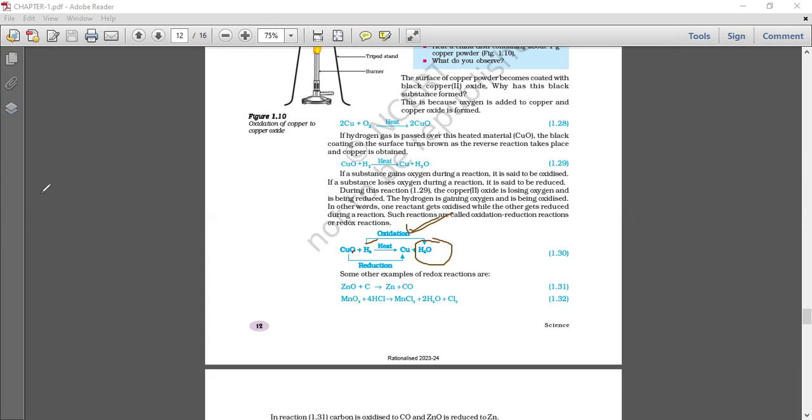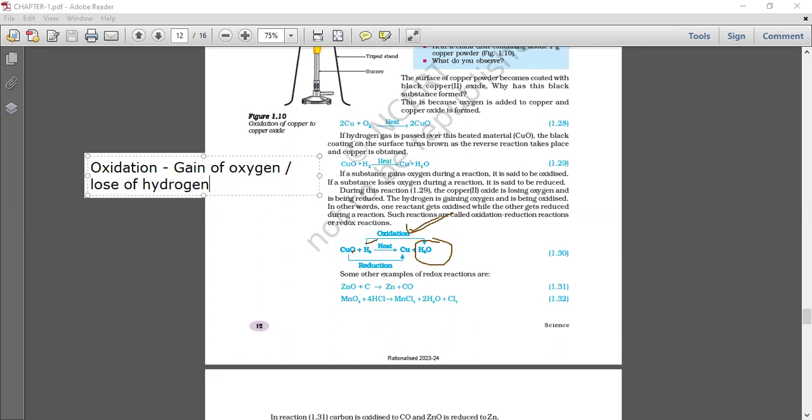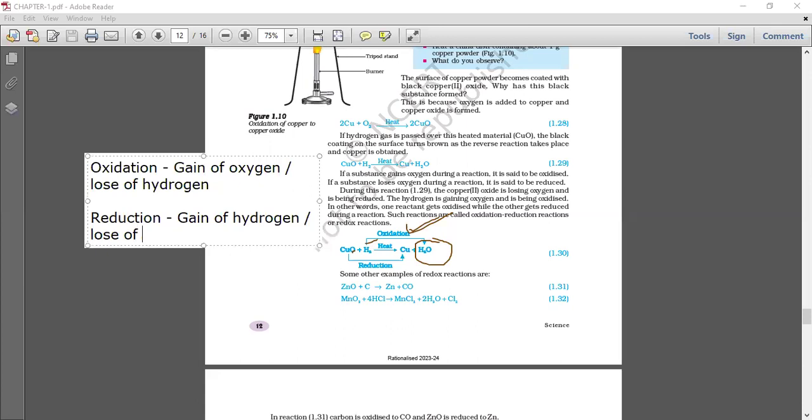So what is oxidation? I'll write here. Oxidation means gain of oxygen or loss of hydrogen. This is called oxidation reaction. Then reduction reaction. What is reduction reaction? Gain of hydrogen or loss of oxygen. So this is called reduction reaction.